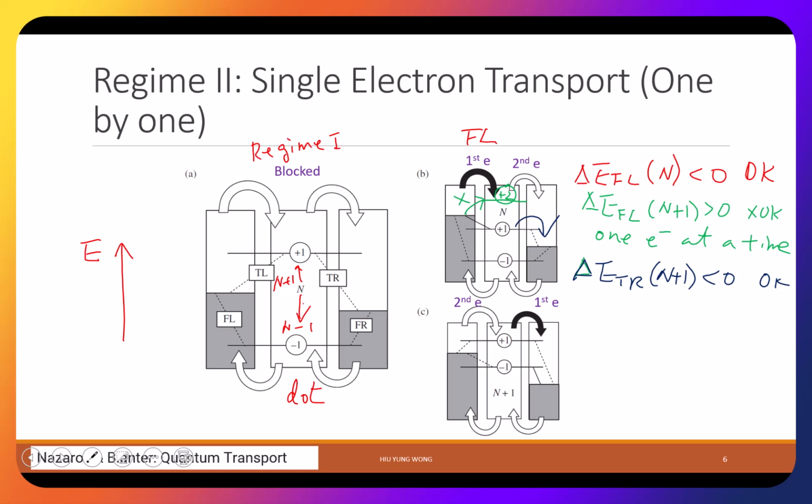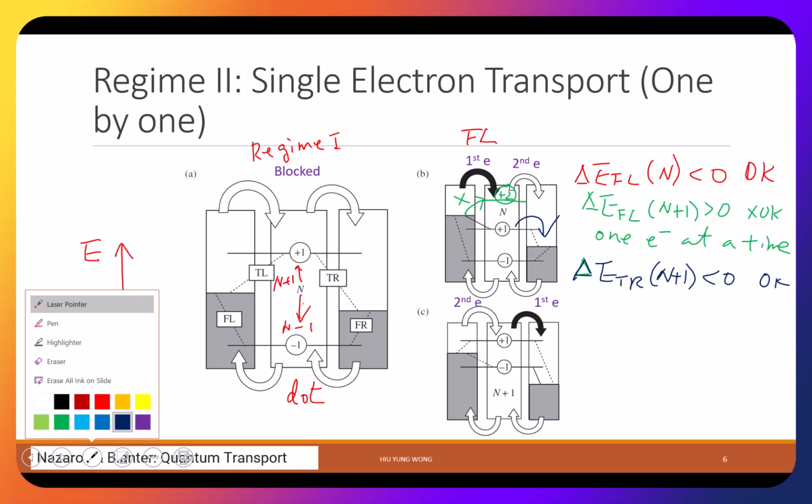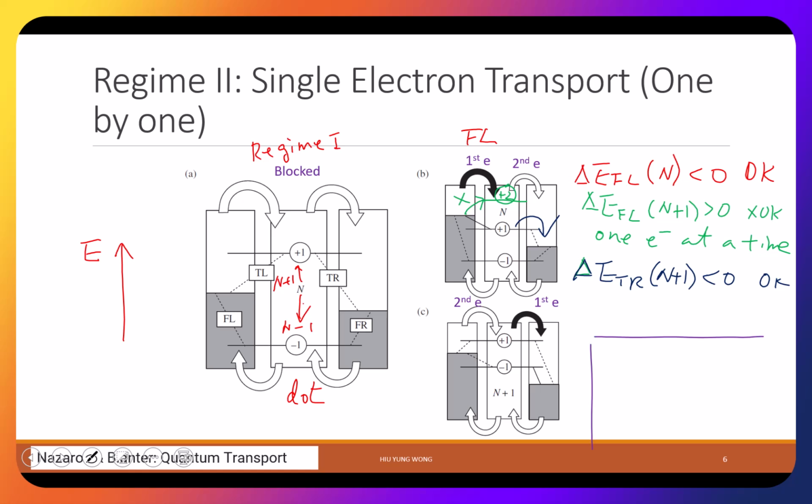Is this practical, because T cannot be 0? But it can be very low. So he's saying that is still practical. Of course, people have already shown it in experiment. Do you remember last time we talked about the charging capacitance? Recall? The charging energy is on the order of Q squared over C.